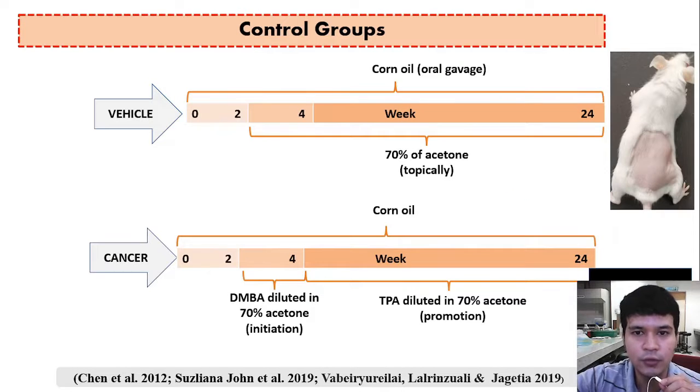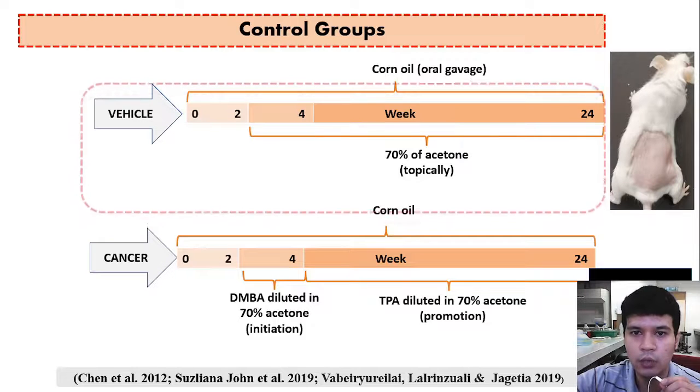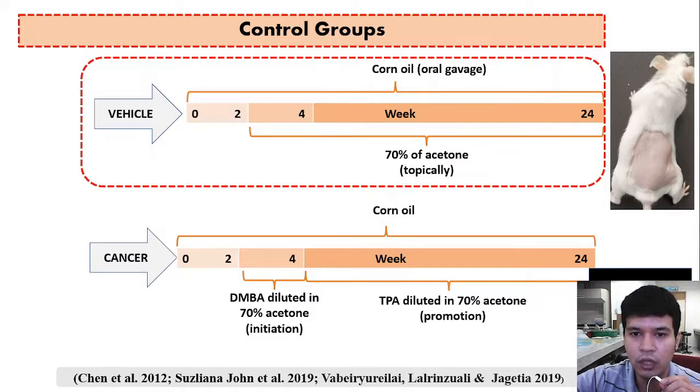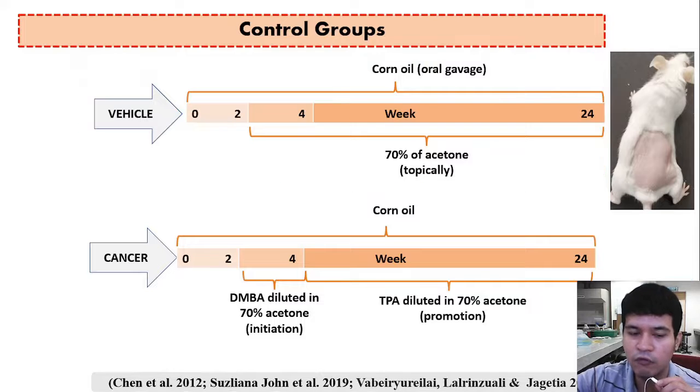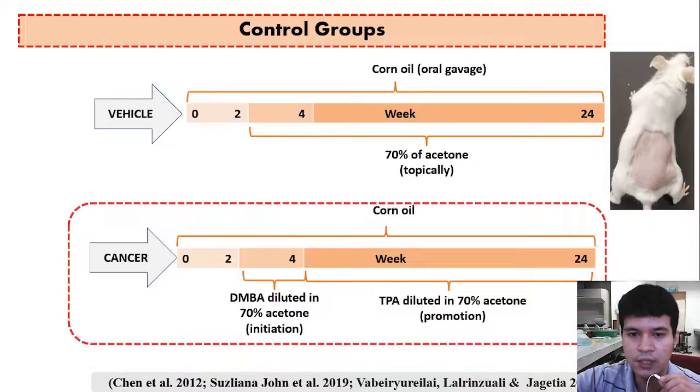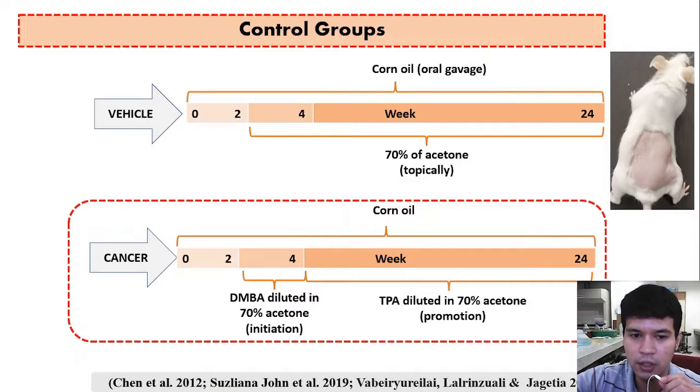For the vehicle control group, this group will receive the corn oil through oral gavage and 70% acetone topically on the shaved dorsal skin that acts as a vehicle for the DMBA. And for the cancer control group, this group will receive the corn oil without pterostilbene and also DMBA as an initiator and TPA as a promoter.